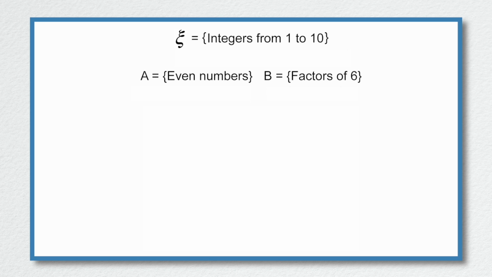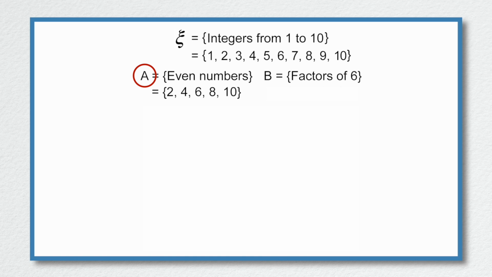Here's the first example. We have a set of numbers. They are the integers from 1 to 10. For this example, we are going to call this the universal set, as indicated by this symbol. From this universal set, there are two other sets, A and B. Set A are even numbers. So for this set, that is 2, 4, 6, 8 and 10. Set B, those numbers in the universal set that are factors of 6. So that's 1, 2, 3 and 6.